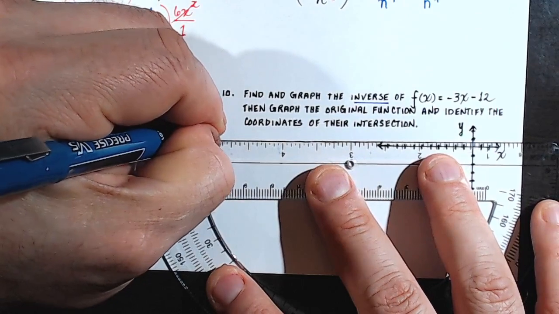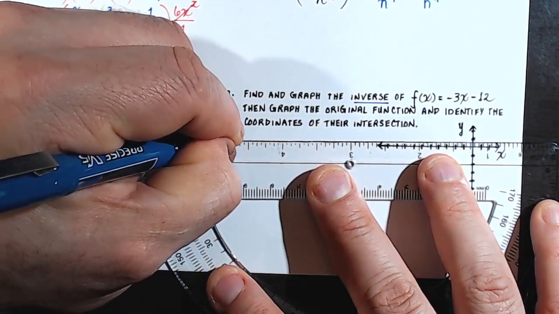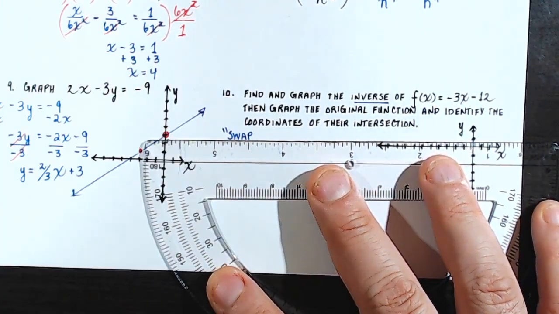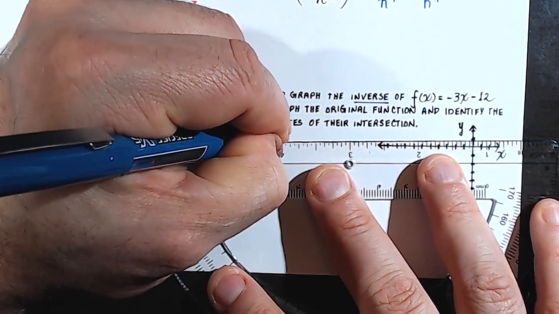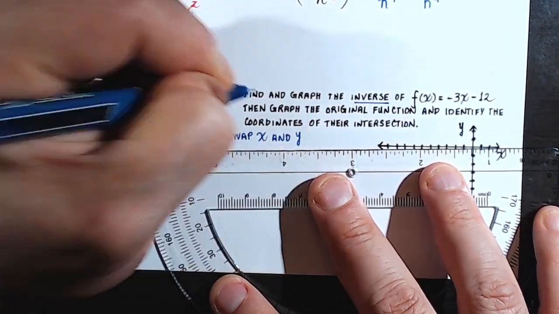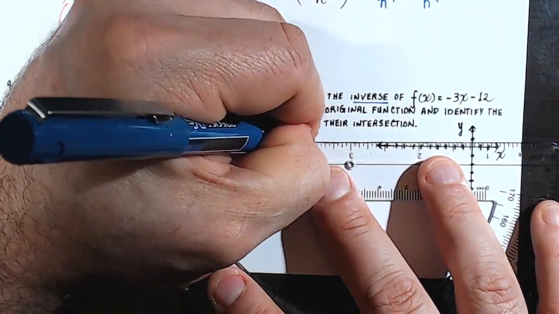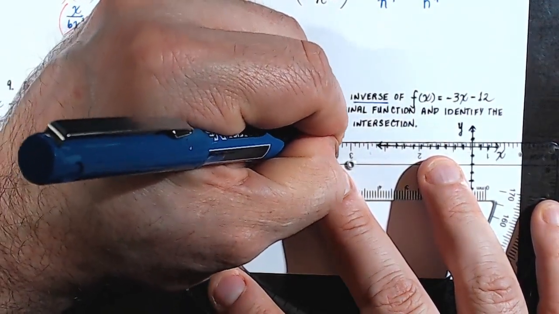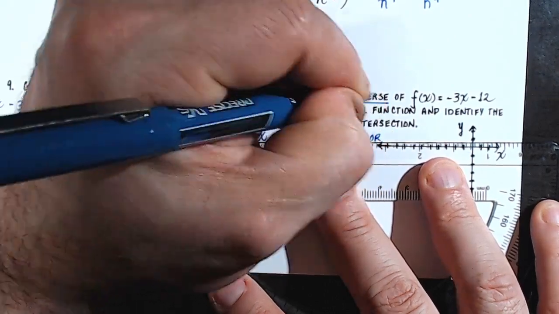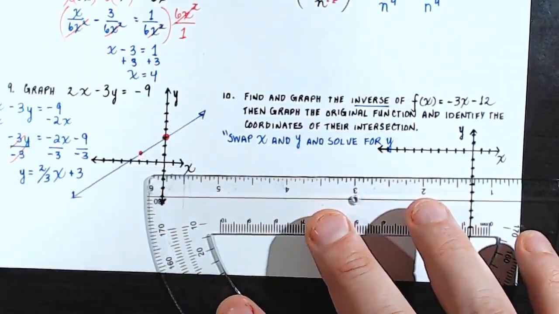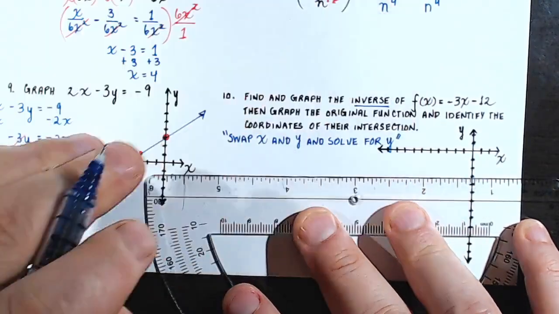Okay, let's write it out. Swap x and y and solve for y. Okay, that's the rule. So that's what we're going to do.